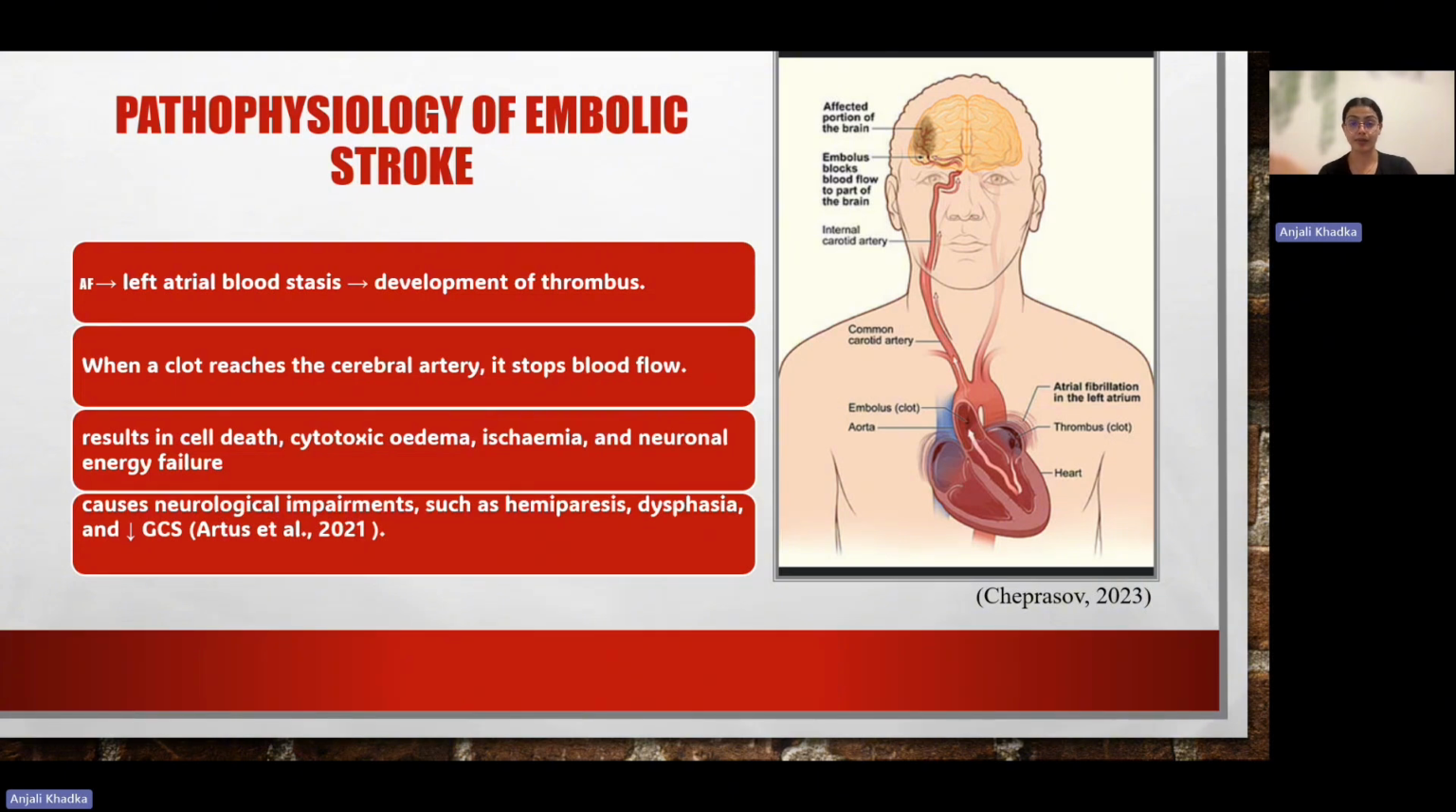When the thrombus is formed in the left atrium during atrial fibrillation, it then enters the bloodstream and lodges in the cerebral artery, which stops the blood flow, resulting in an embolic stroke. It results in ischemia-induced neuronal energy failure, ionic homeostasis disruption, excitotoxicity, oxidative stress, cytotoxic edema, and cellular death in the infarct center. Now, I would like to ask everyone, what are the consequences of this chain?